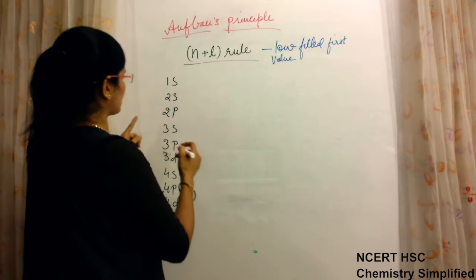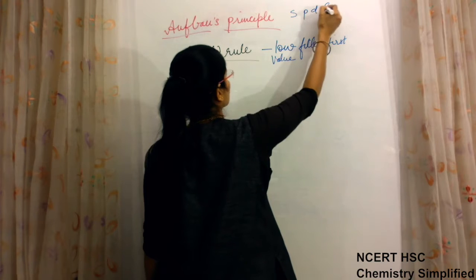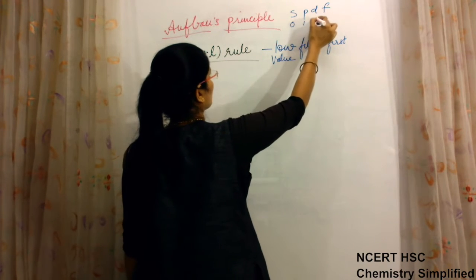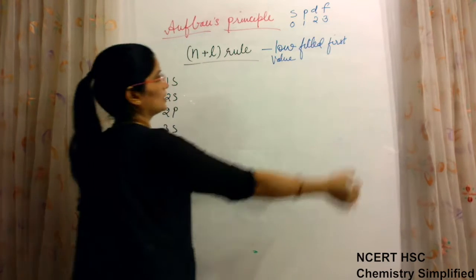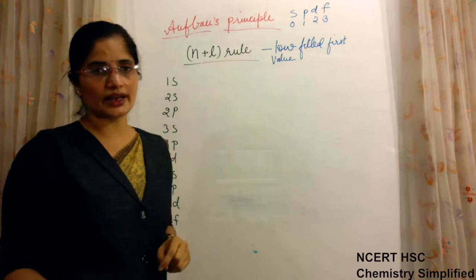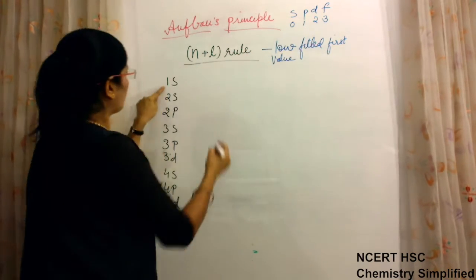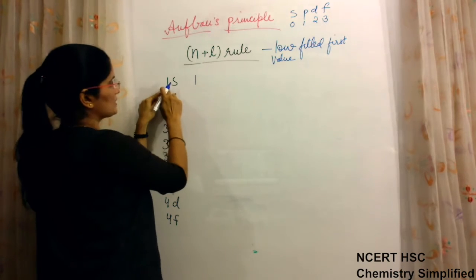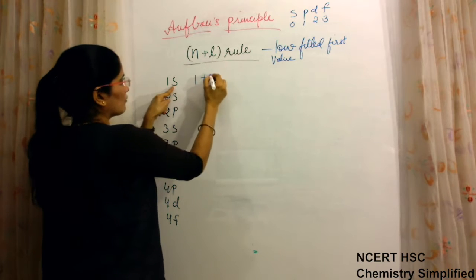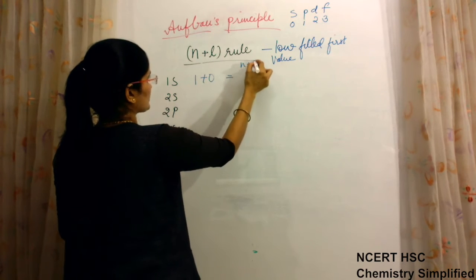For this, we have to remember that s, p, d, f are subshells where l values are 0, 1, 2 and 3. Only then can you do mathematical calculation; you cannot put s, p, d, f in calculations. So for 1s, the value of n, the principal shell, is 1, the s value is 0, and 1 plus 0 is 1. So its n plus l value is 1.